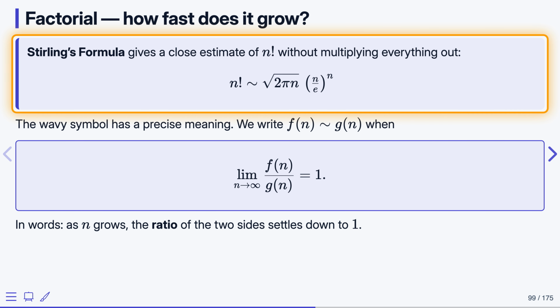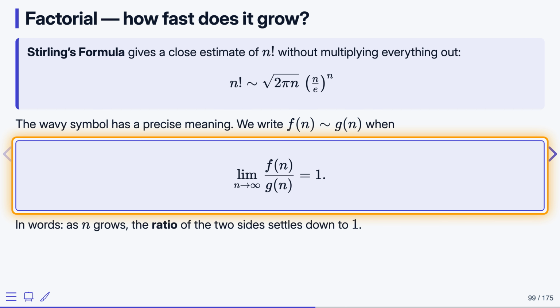20 factorial was already huge, and we do not want to multiply out 100 factors by hand. The Stirling formula gives a close estimate instead. It says n factorial is about the square root of 2 pi n times the quantity n over e, raised to the power n. Now the wavy symbol between the two sides.